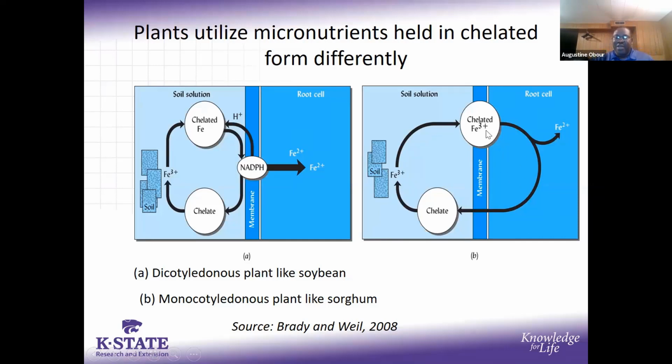Look at the difference here. The distance that you have to travel, you go all the way to the root cells and then come back into the soil solution. So what it means in terms of management is that for plants that use strategy 2, you will need more of these chelated products or chelating agents to be effective compared to a strategy 1 plant, where the reduction occurs at the membrane. So the chelate can get back in solution, and then the process is repeated again.